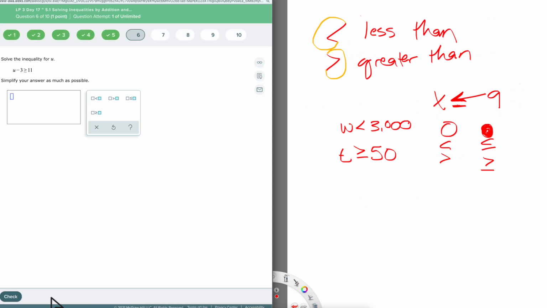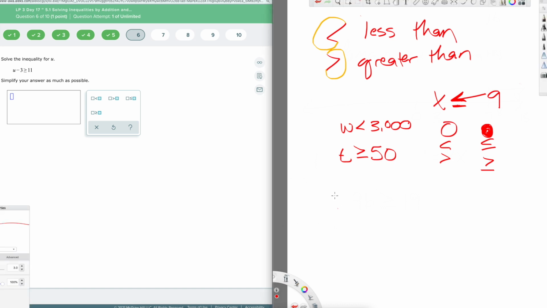So with this one, it says solve the inequality for u and then simplify your answer as much as possible. When we're solving an inequality, we actually solve it the exact same way we solve an equation with an equal sign. There are a few differences, and we'll get there. I believe it'll be in a couple more questions. The main difference is when we multiply or divide by a negative number. That has a different effect. But other than that one rule, everything else happens exactly the same way.